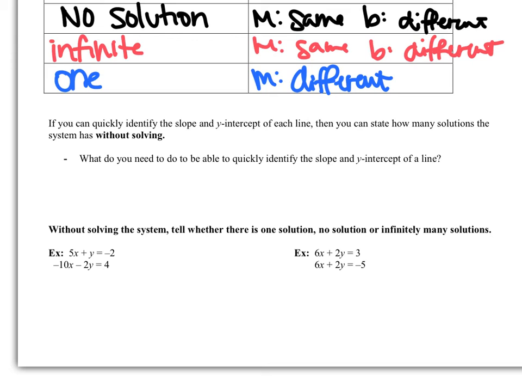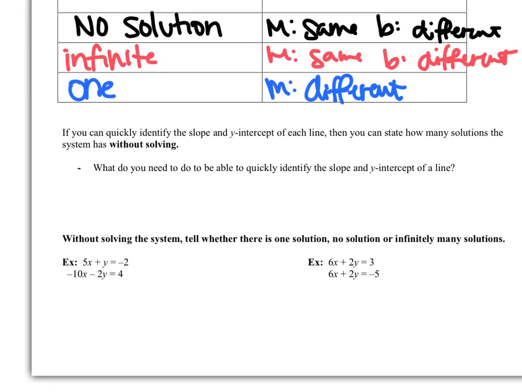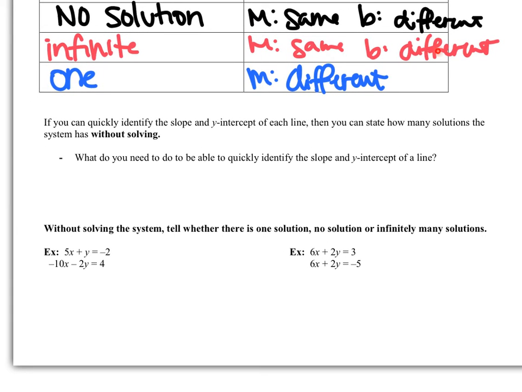So the next thing that we can do with this is, because up here we have all this information about slope and y-intercept, if we can quickly look at the slope and y-intercept, then we can just decide if a system's going to have one, none, or infinitely many solutions. So to be able to do that, you need to have the equation written in slope-intercept form. Because if it's in slope-intercept form, then you can just pick out m as the coefficient of x and b as the number that's being added or subtracted.